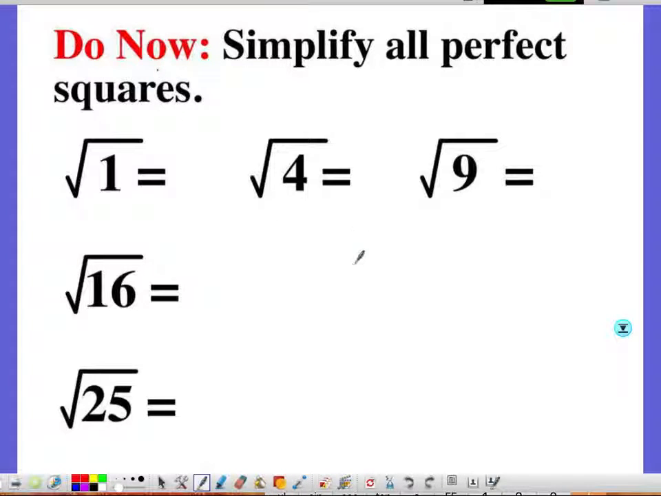Hello, this video is on lesson 4.1. It begins on page 176, and in this lesson we learn about solving quadratic equations by taking the square root.